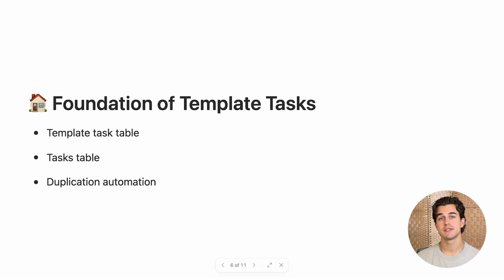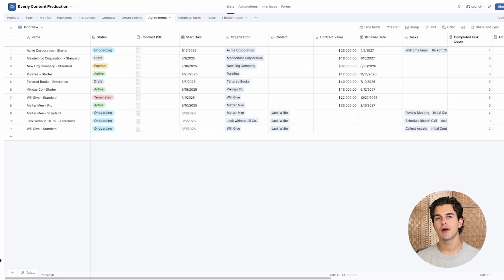This workflow uses something called template tasks. And in just a second, I'll go through the three parts that make up this whole workflow. First is the template task table, then a task table for all tasks, then the automation that duplicates template tasks to the tasks table.